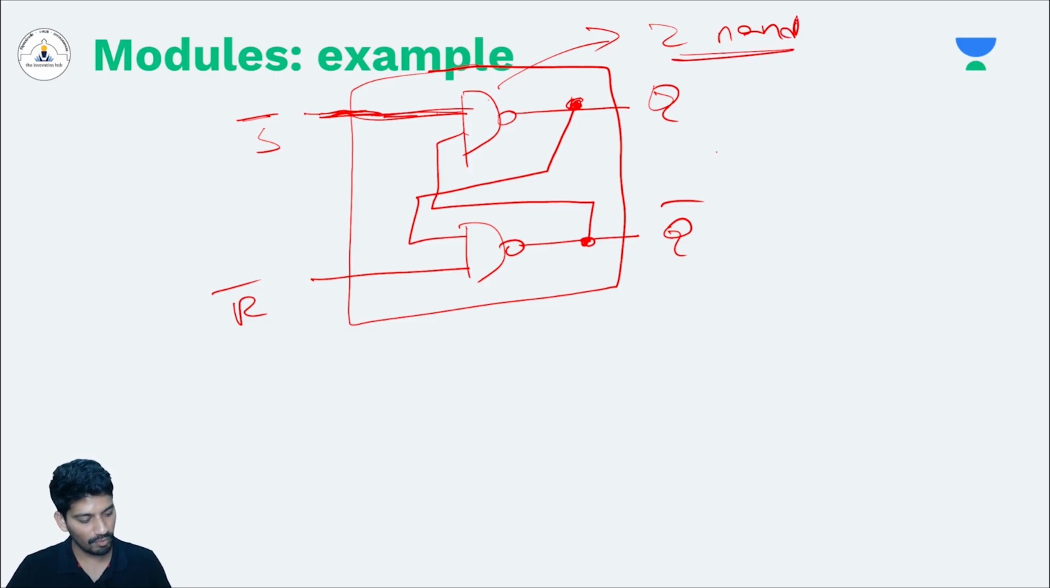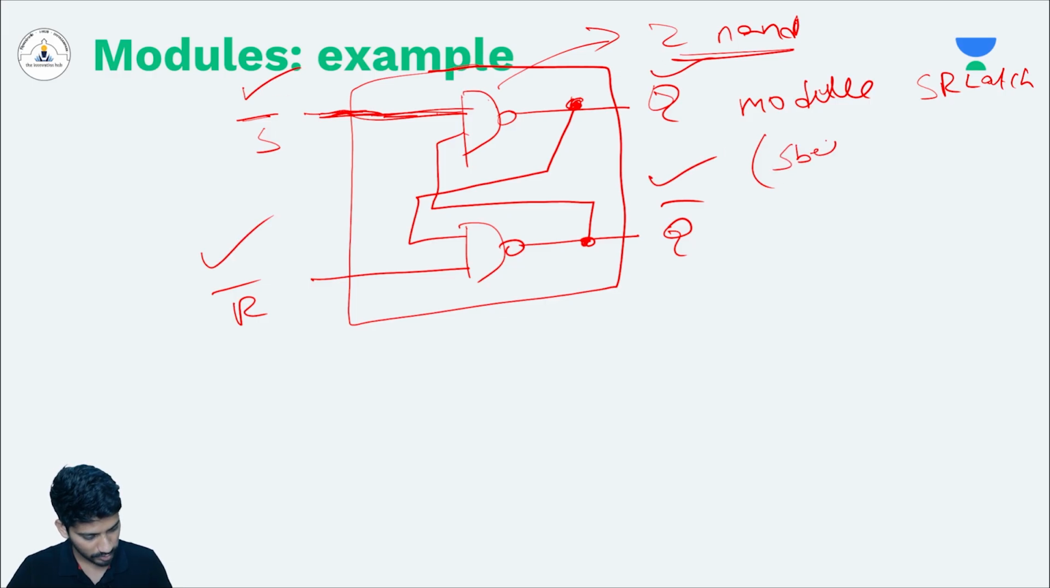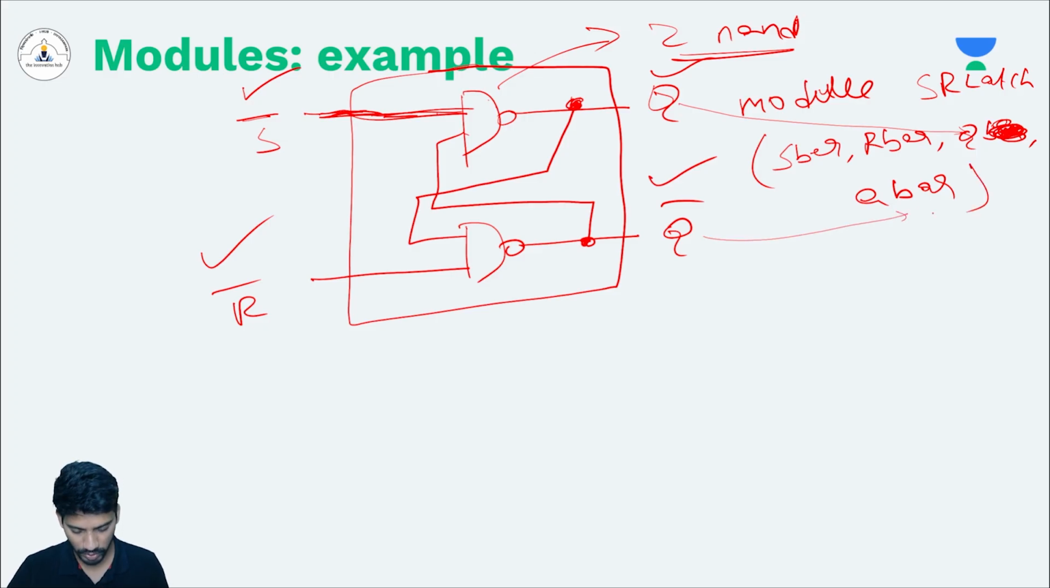So how to do that? First thing is I have to define my module. Here my module is the SR latch. Once I define the module, I need to define what the different ports present in this module are. The ports are S bar, R bar, Q, and Q bar. This is Q and this is Q bar, right? These are the different ports.